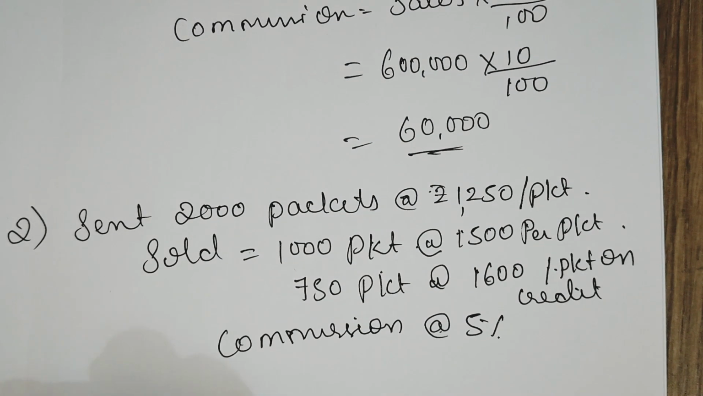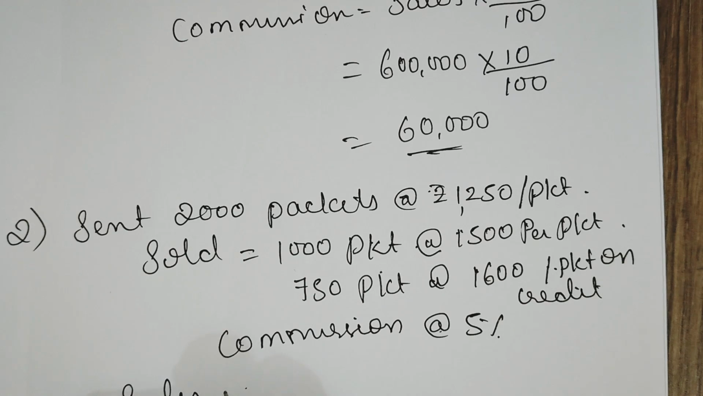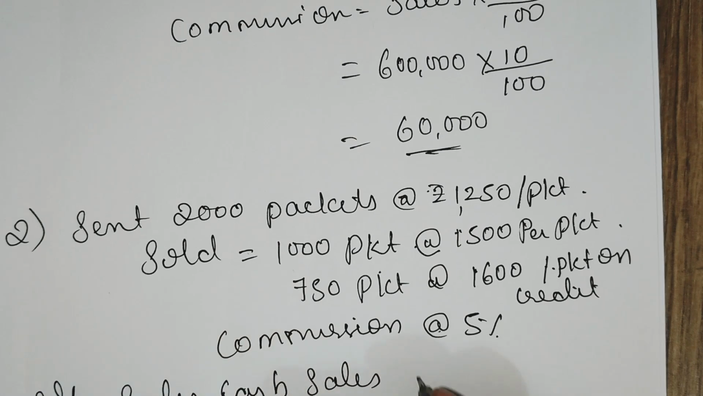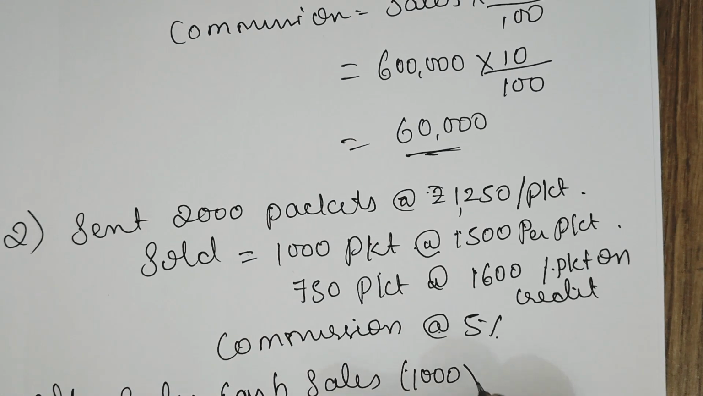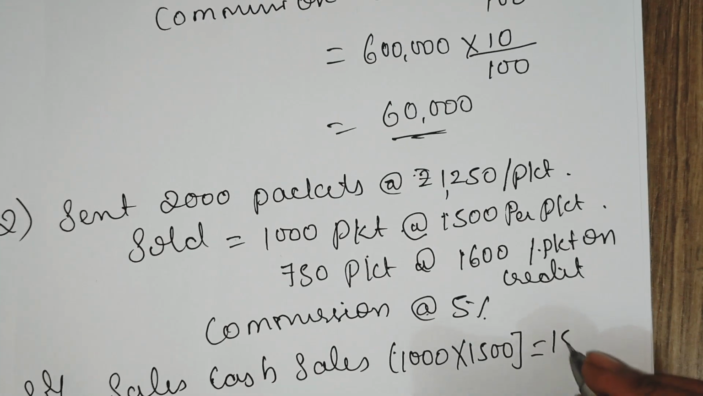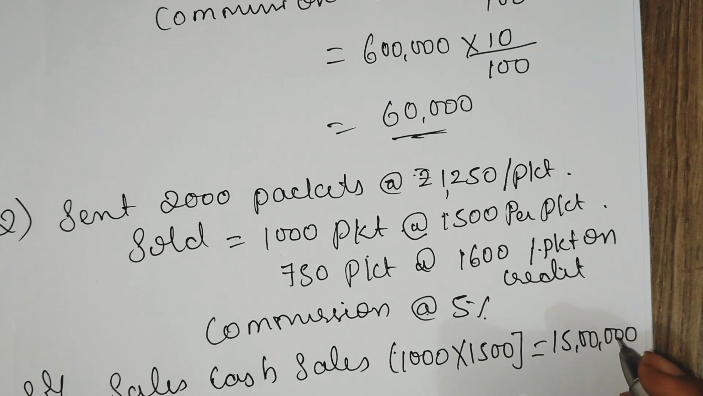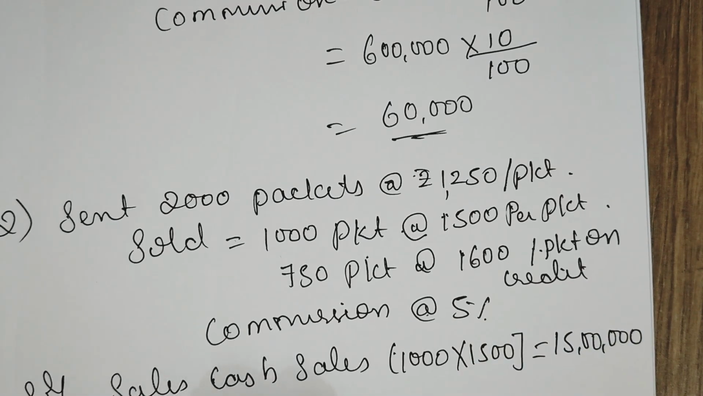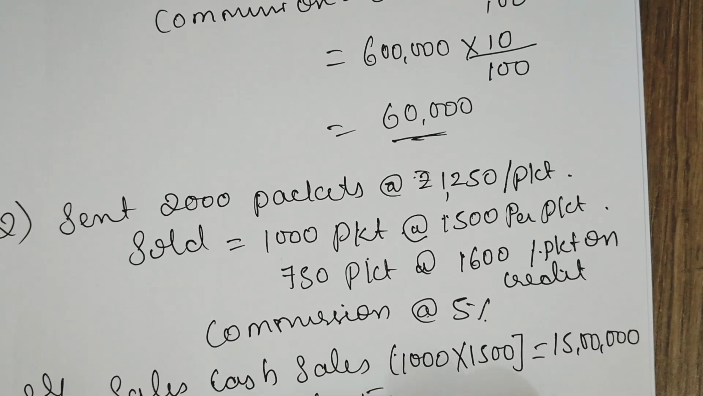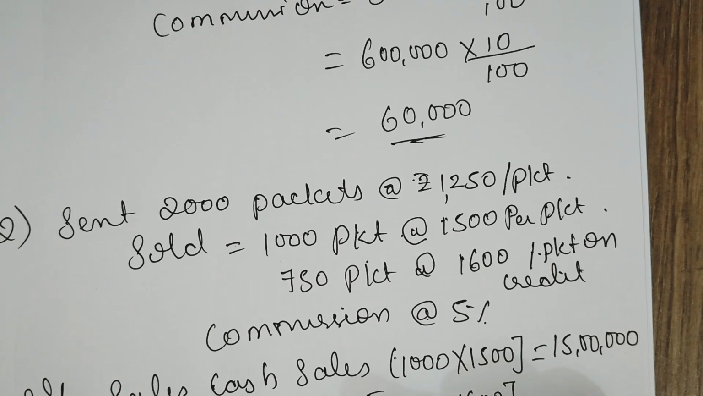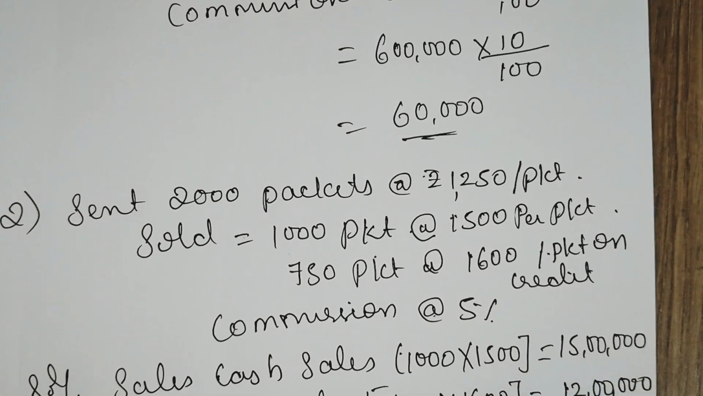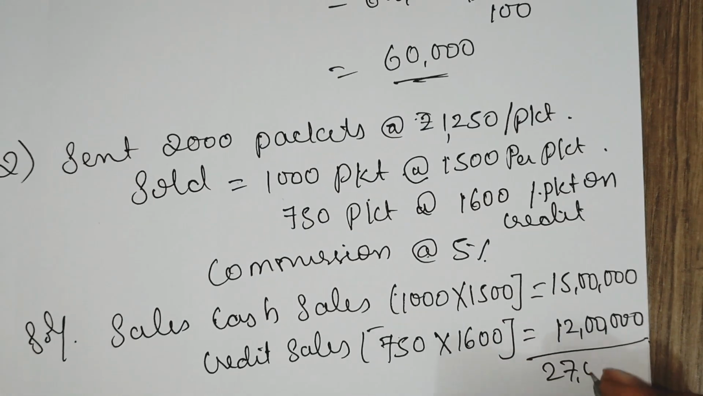Now let us find out the sales. Cash sale is 1000 packets into 1500, which is 15 lakh. Then credit sales: 750 packets at rupees 1600 per packet is 12 lakh. Total is 27 lakh.